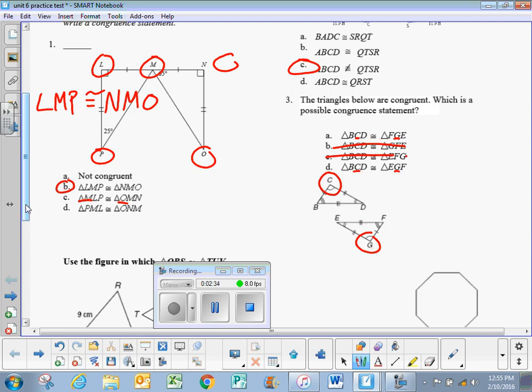Okay, now I go, is B congruent to F? Notice the three marks right up here, Nico. Okay, so B and F are, and then B and E are not, so it's A.